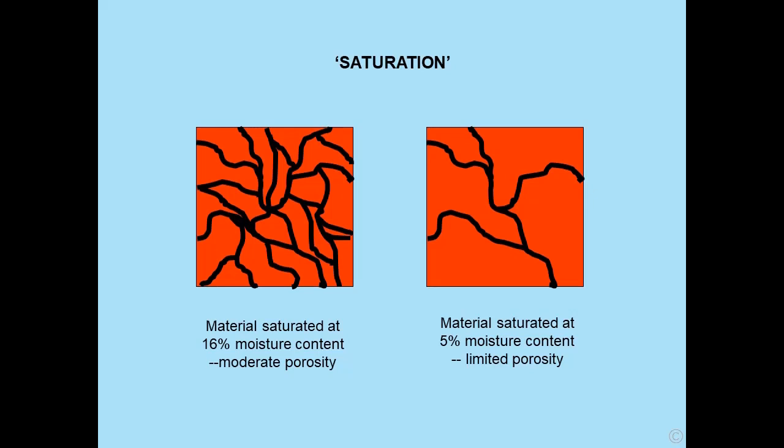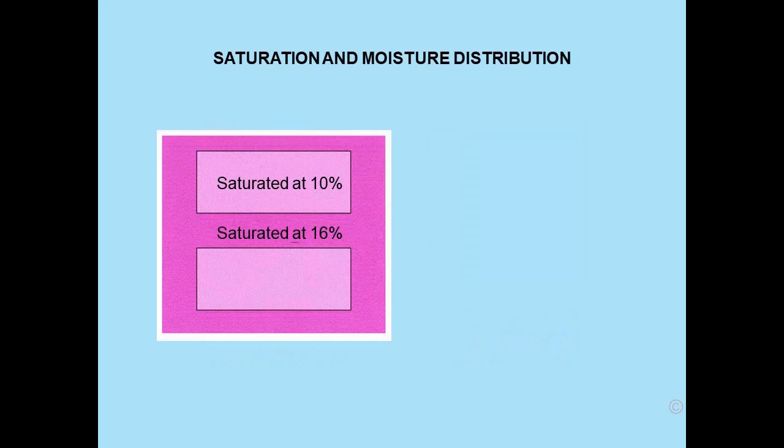Neither of those can take in any more liquid, yet they are, in many respects, equally as wet. They are both saturated. Taking this a little further, let's imagine a brick embedded in mortar, and it's been raining for 40 days and 40 nights, and water's been running down the wall. The brick is saturated at 10%, the mortar has become saturated at 16%.